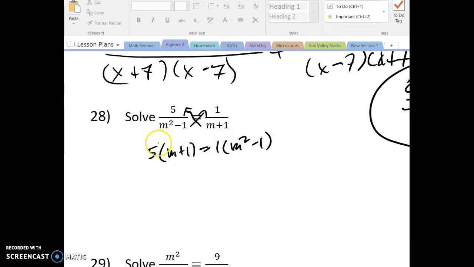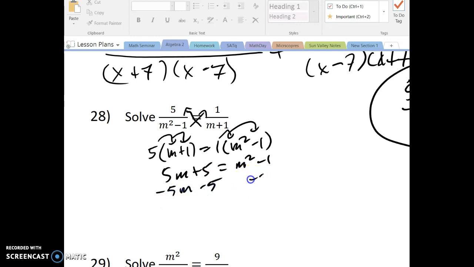Notice how I wrote it, we're going to distribute it in. So we're going to get 5m plus 5 is equal to m squared minus 1. Then we're going to move everything to the other side. So that's a 0, because they all cancel, m squared minus 5m minus 6.